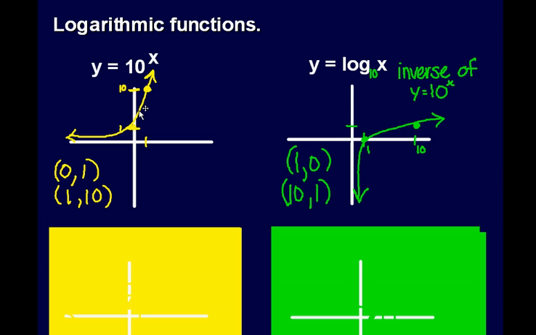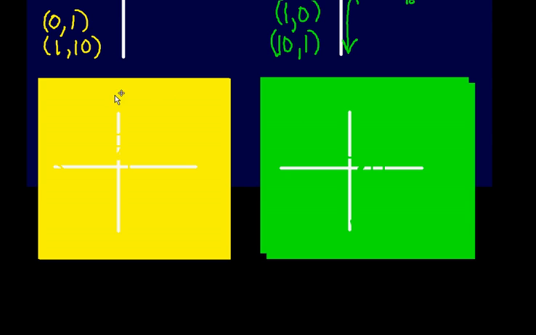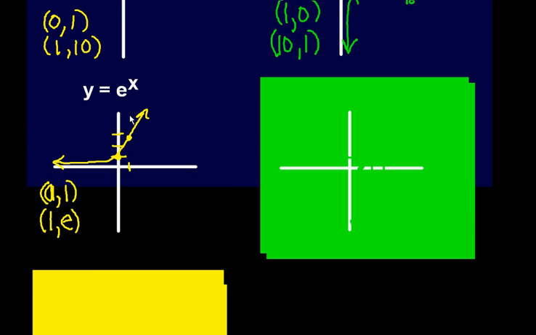Let's look at another set of exponential and logarithmic functions. So the next function we're going to look at is the exponential function e to the x. The initial value is still 1. Anything to the 0 power is 1. Then when I plug in the number 1, e to the 1 is just e. So I can plot those 2 points and we get this exponential graph.